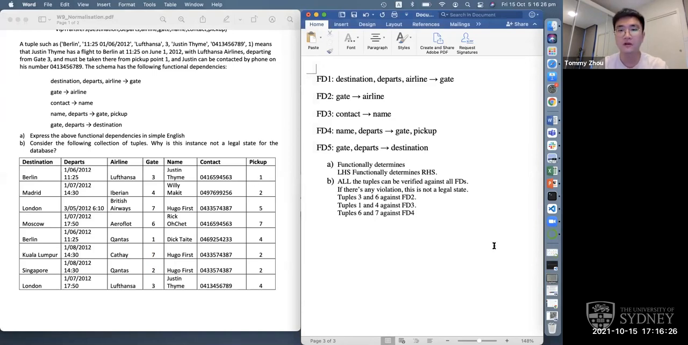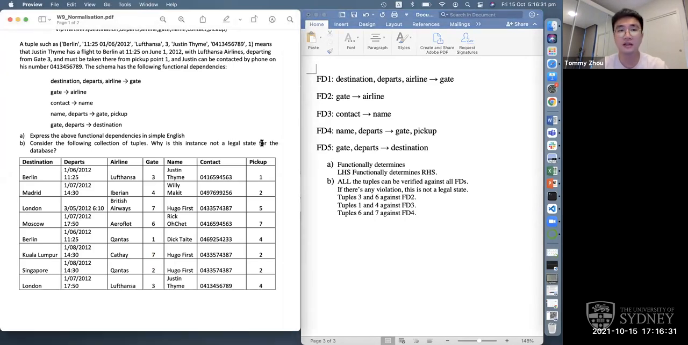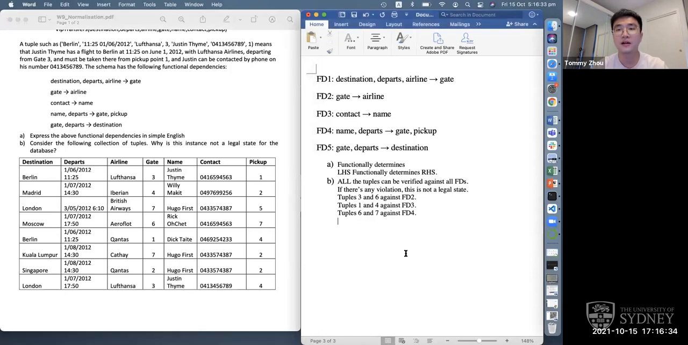Yeah, that's right. So this is how we argue that this instance is not a legal state for this database. All right, but in the exam, only one violation would suffice, unless you are asked to identify all the violations.